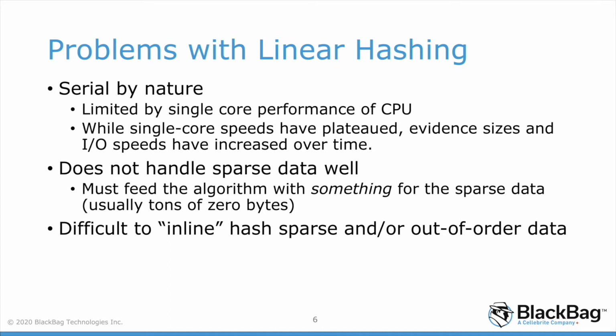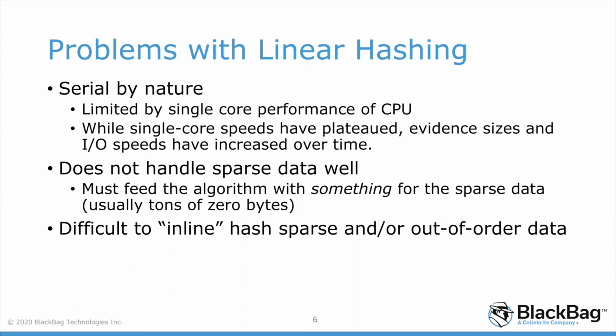With our modern evidence types, we run into a lot of problems with linear hashing. First of all, linear hashing is just that. It's linear. It's serial by nature. We're limited by the single core performance of our CPU because we cannot parallelize this process. We have to read the bits in order every time. While single core speeds have plateaued, our evidence sizes and our I/O speeds have increased over time, so we've got a lot of wasted opportunities here for parallelization.